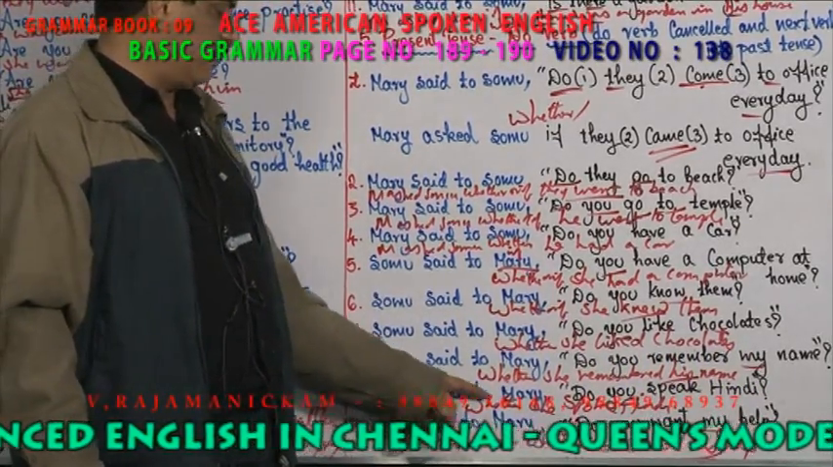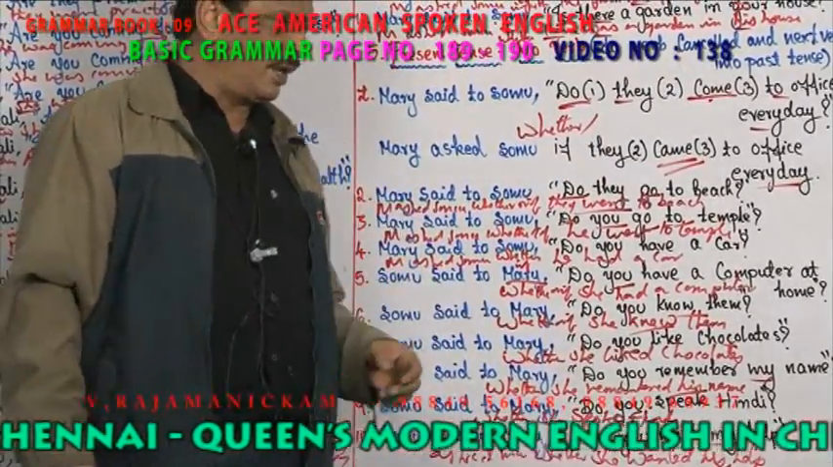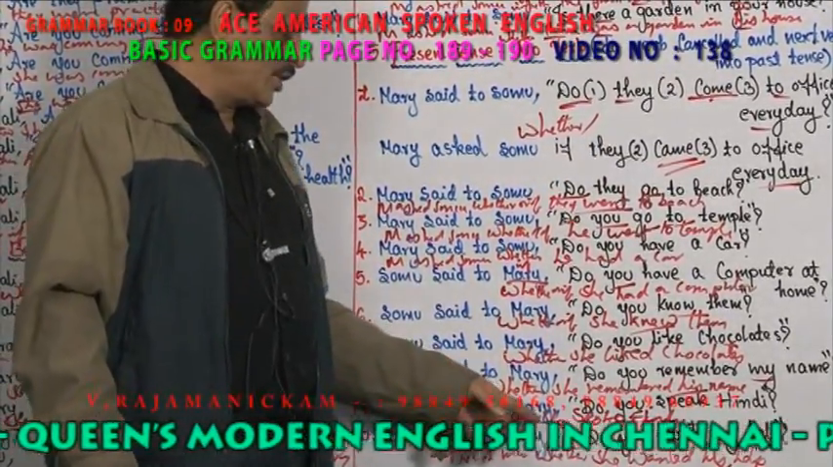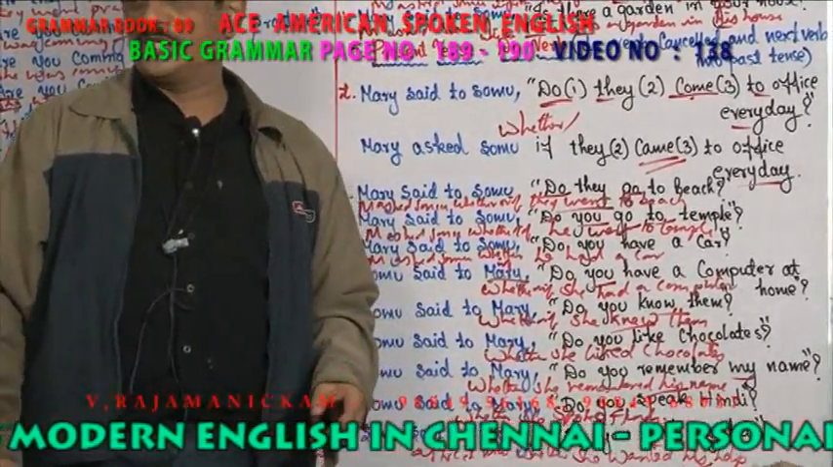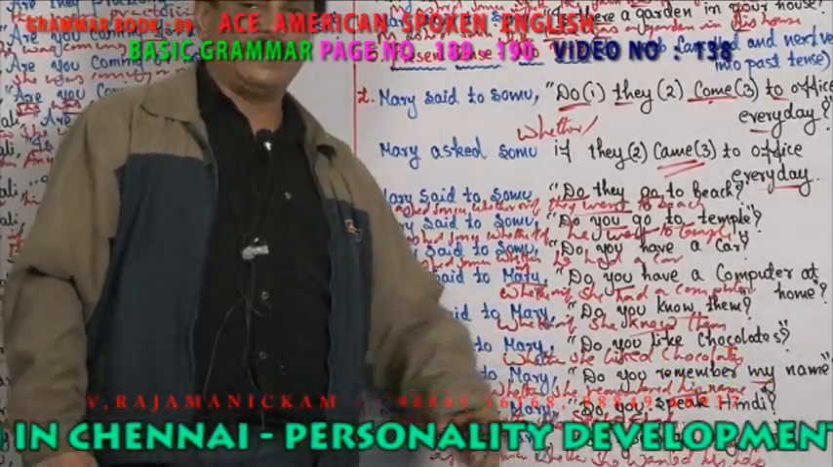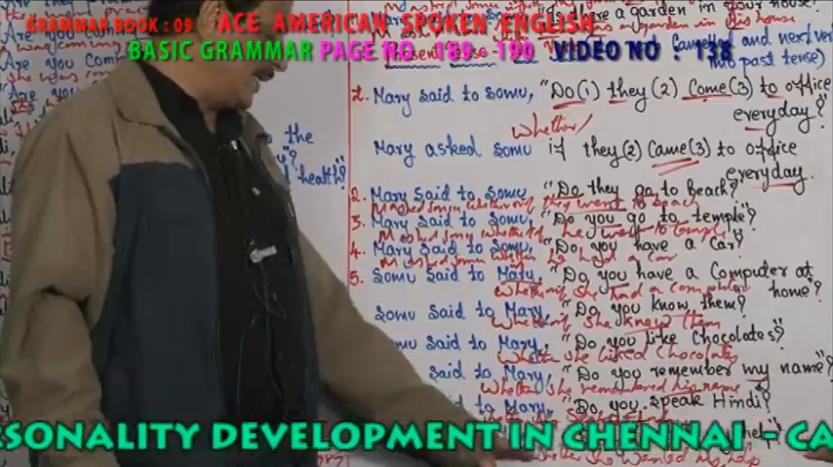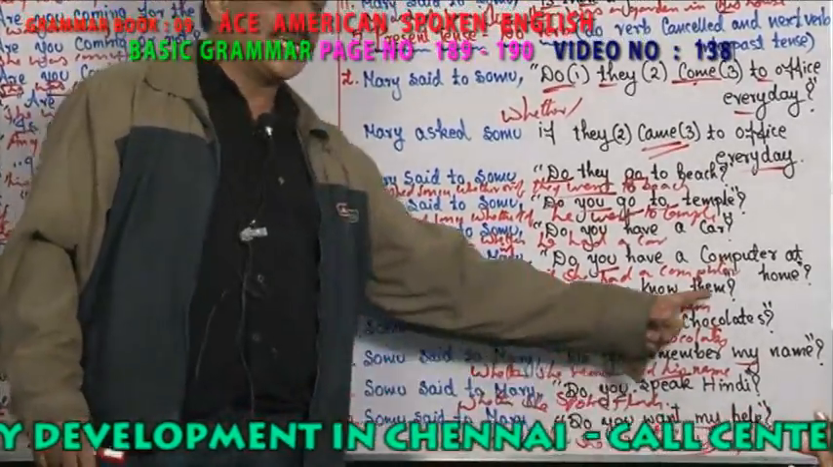Somu said to Mary, do you speak Hindi? Do you speak Hindi? What would you say when you go there? Sir asked me whether or if I spoke Hindi, or she spoke Hindi. Somu said to Mary, do you want my help? Do you want my help? How do you go and say? Somu asked Mary whether she wanted his help.